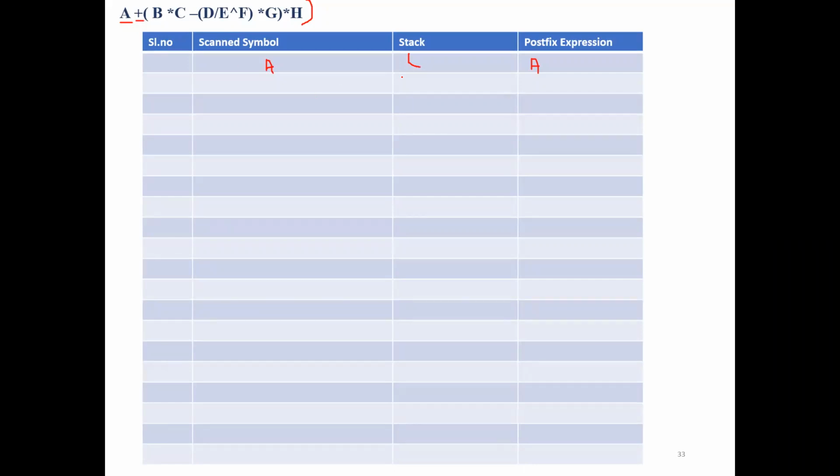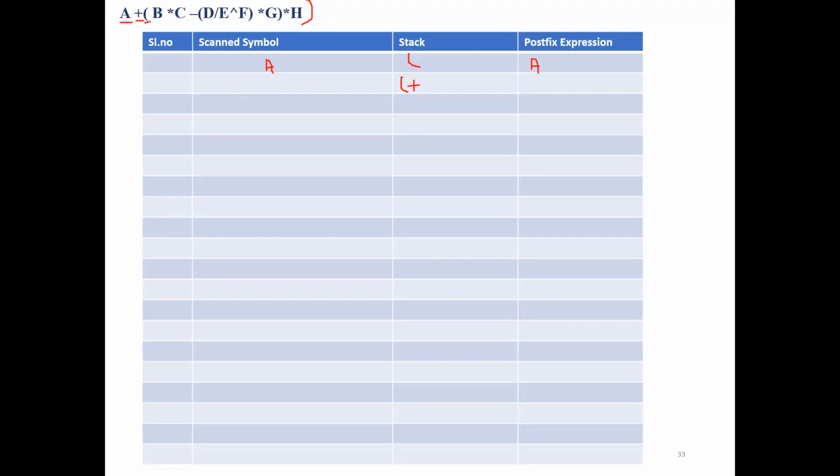Symbol? Next is plus. So it's an operator. It is having lower precedence, ma'am. No operator, but here in the stack we have only a left parenthesis. So the third rule says that if the stack is empty or if your stack is having a left parenthesis, the incoming operator, what do you have to do? We have to push it into the stack. That's it. Nothing else.